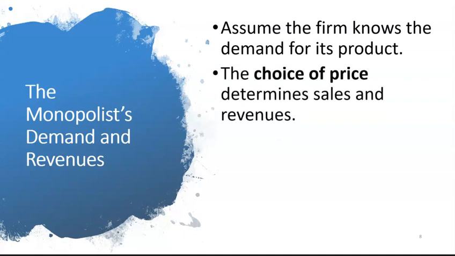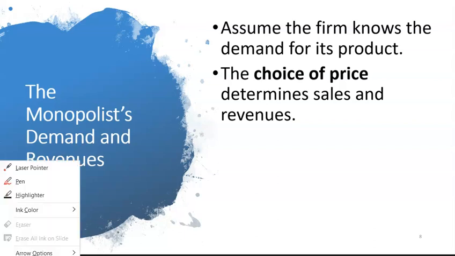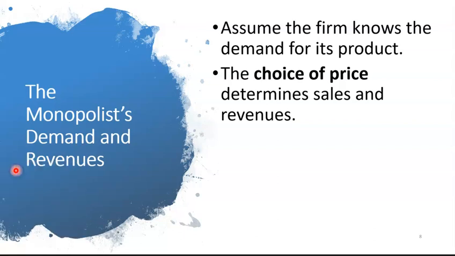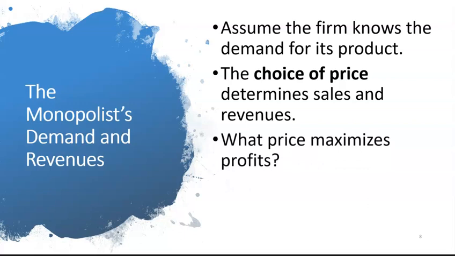The problem that the monopolist has is to choose a price. And once that price is chosen, then that's going to automatically determine how much the monopolist is going to sell and what the monopolist's revenues are going to be. So it's really just a choice of picking a point on the demand curve. And the point that we'll assume the monopolist is going for is the price that's going to maximize its profits.